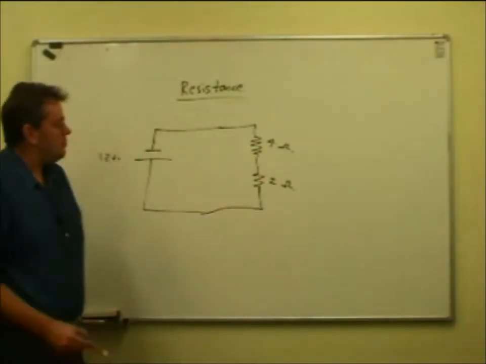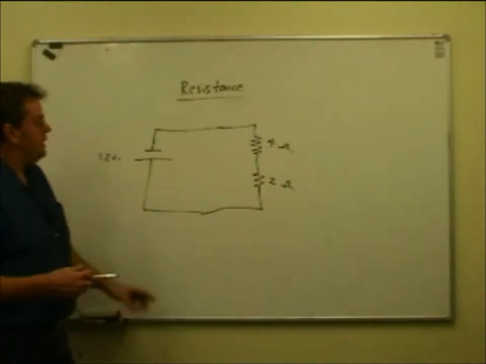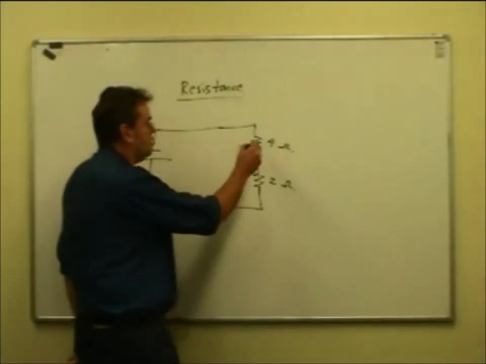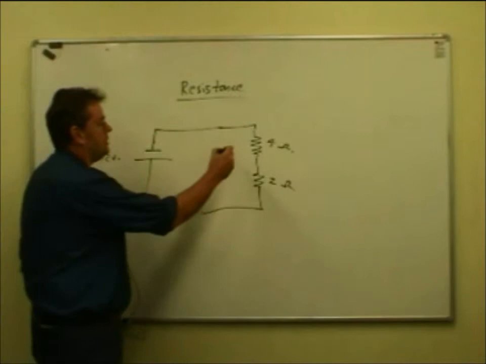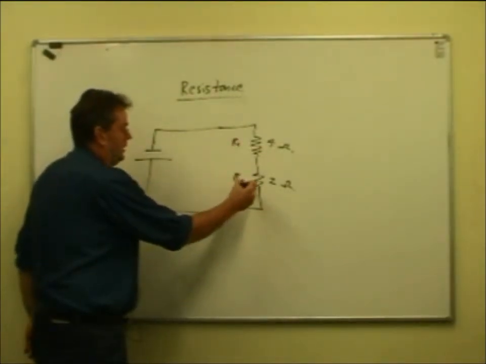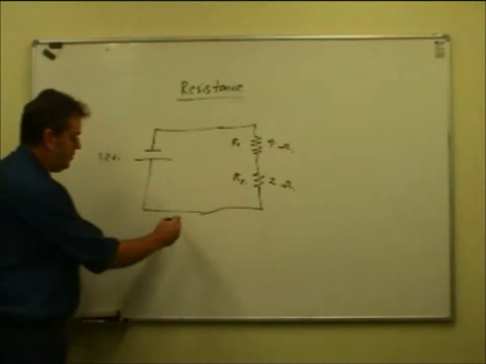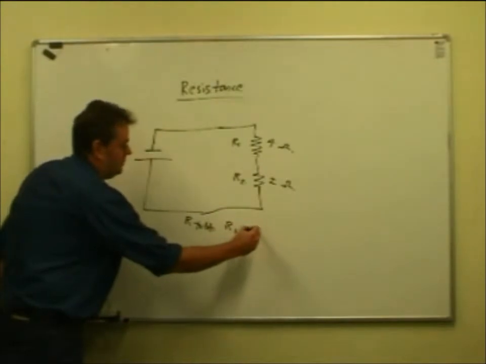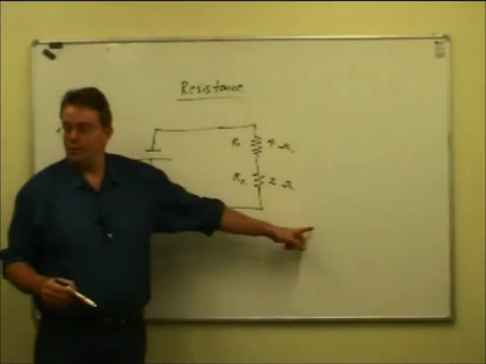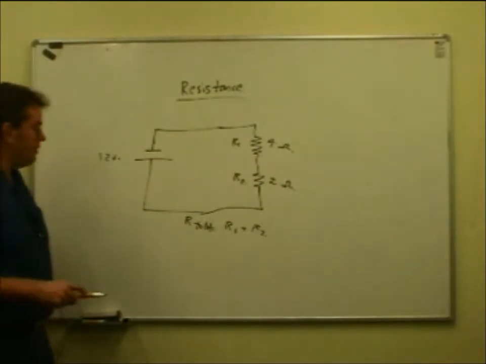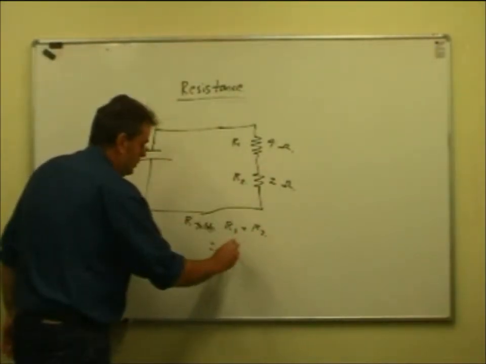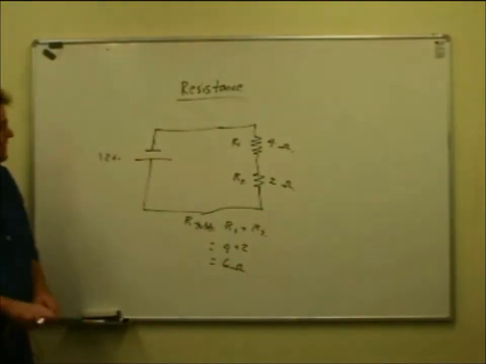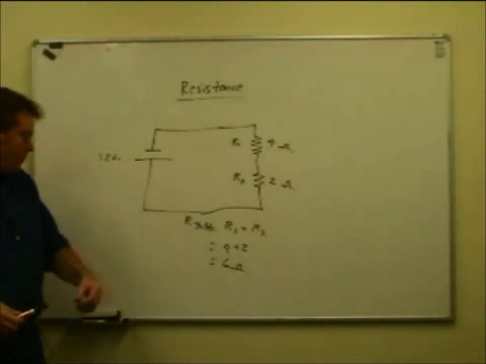So the current has a harder job to get through than with one on its own, and the total resistance is we just add the two together. It's dead simple. For resistors in series, if we call them R1 and R2, and we want the total resistance, we call that R total. R total equals R1 plus R2, and if we've got three, just keep on adding them up if there's a whole lot of them in series. So that equals 4 plus 2 equals 6 ohms. Resistors in series are nice and easy, you just add them up.